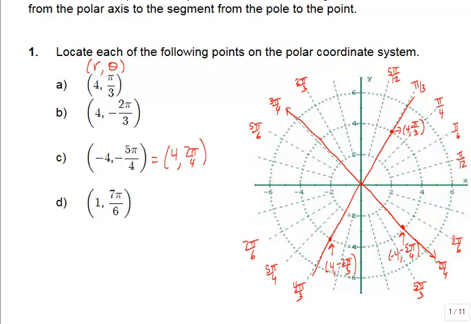Okay, let's take a look at our last example, (1, 7π/6). So let's find our angle first. 7π/6 is down here. So imagine this ray, and we want to go just a distance of 1 along it. You have to visualize this circle right here with a radius of 1, and it would intersect that ray right there. So this point is (1, 7π/6).